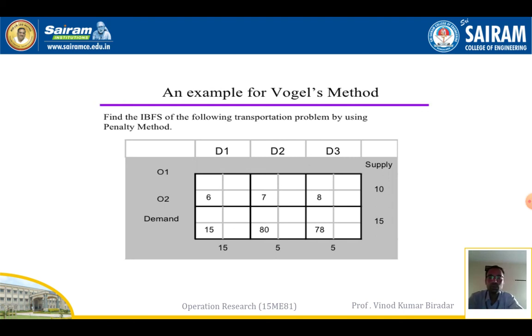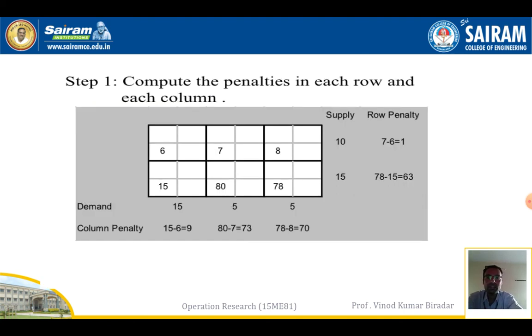Okay, so first step: calculate the penalties in each row and each column. Take the same box as it is. For the first row, take the two smallest values. The smallest values are 6 and 7, and the difference of that, 7 minus 6, is equal to 1. Similarly for the second row, take the two smallest numbers, 15 and 78. The difference, 78 minus 15, is equal to 63. So you got 1 and 63.